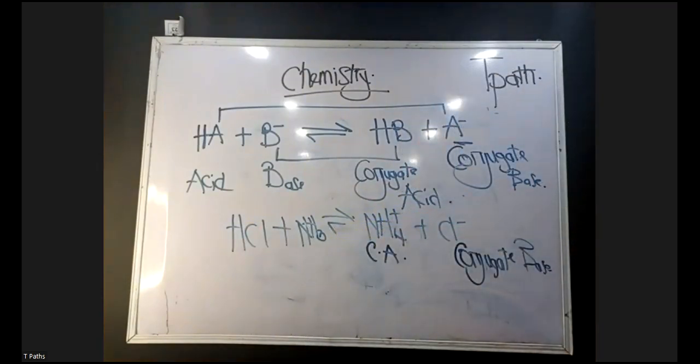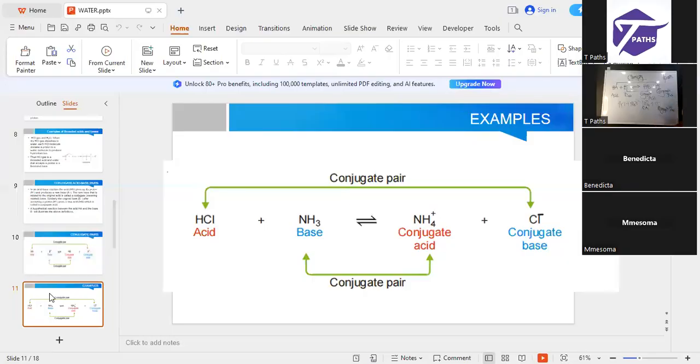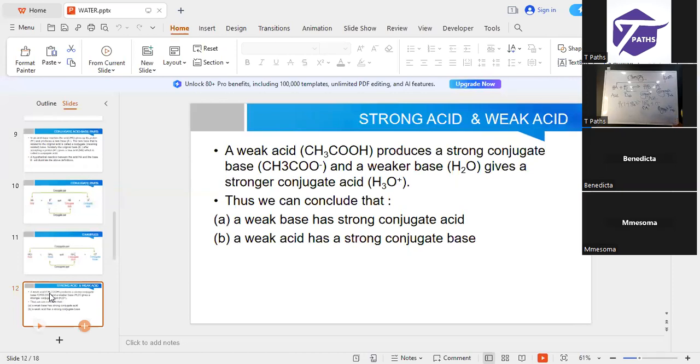Now, the next thing is to know: what is a strong acid? What is a weak acid? We need to understand them in terms of conjugation, where you have a conjugate acid and a conjugate base. Let's do the first point here. Acetic acid, for example, is a very weak acid. It produces a strong conjugate base, CH3COO minus. And the weaker base, H2O, gives a stronger conjugate acid, H3O plus.